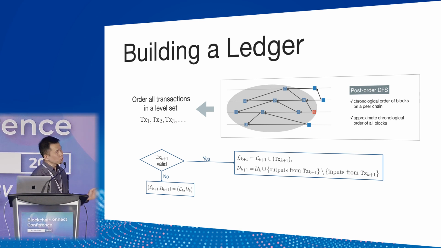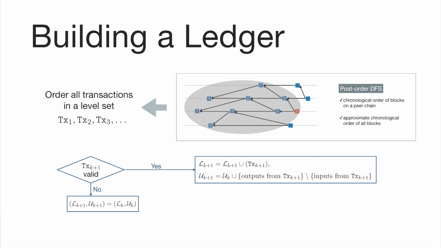But if it's valid, you can update your ledger by adding this transaction, because essentially a ledger is a list of ordered transactions. You append this to the end of your ledger. And you also need to update your UTXO. You take the new outputs from this transaction into your collection of UTXO, and of course remove the inputs of this transaction. So this is about building a ledger.